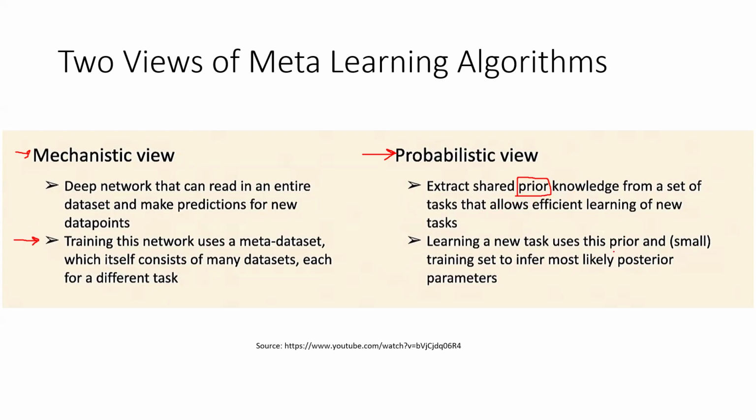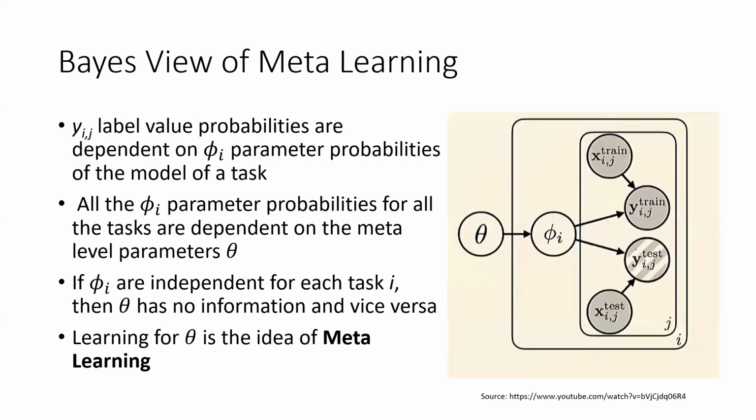Learning new tasks uses this prior and a small training dataset to infer the more likely posterior parameters. So what we are going to do is predict the posterior parameters. If we have this prior, then you can easily predict the posterior parameters using these prior values. So let's look again at the Bayesian way of meta learning. We are not going deeper into meta learning today. Maybe if we have enough time, we can do it in another lesson.